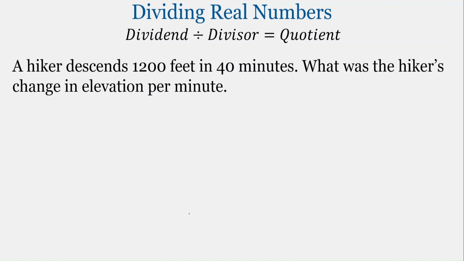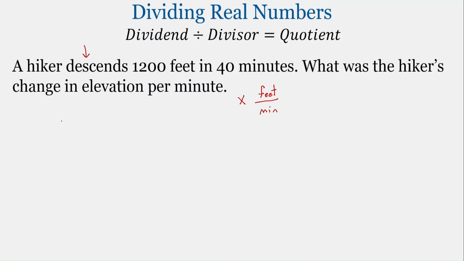Now let's look at a rate of change problem. So we have a hiker that descends. And again, descend means going down. He's getting lower. He's going lower in elevation. He descends 1,200 feet in 40 minutes. What was the hiker's change in elevation per minute? Your ultimate answer is going to be a change in elevation, which is feet per minute. That's what the answer is going to look like. It's going to be some number, feet per minute.